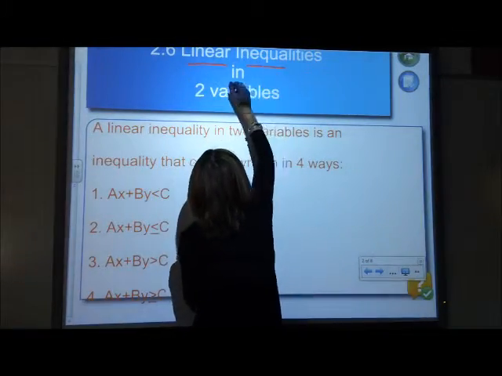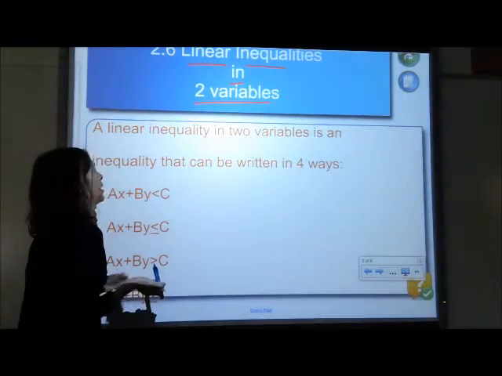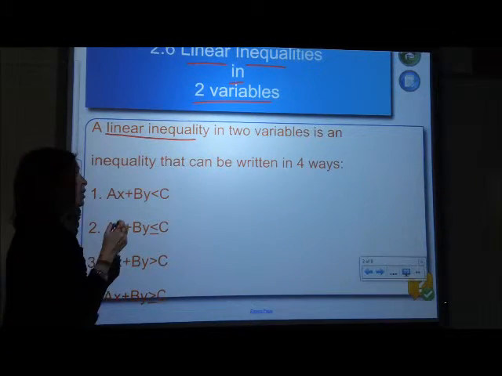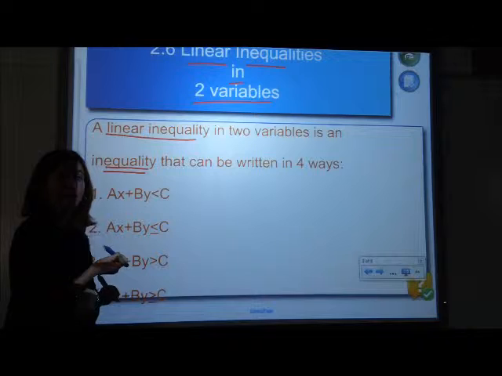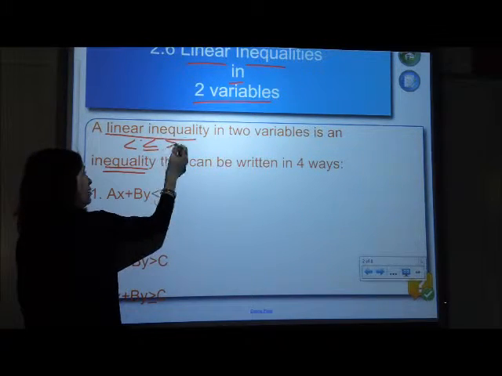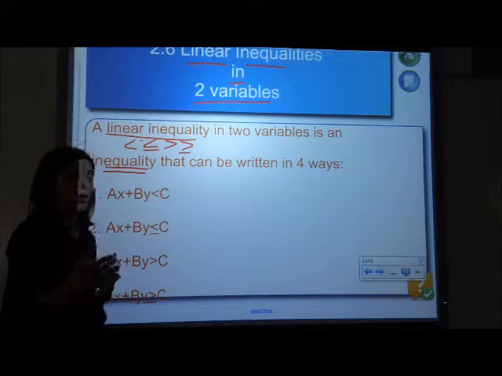Now linear inequalities in two variables are very similar to linear equations. Okay, but a linear inequality in two variables is an inequality. So it means it's going to have an inequality symbol: the greater than, less than, or equal to, greater than or equal to symbols. And they can be written in four different ways.